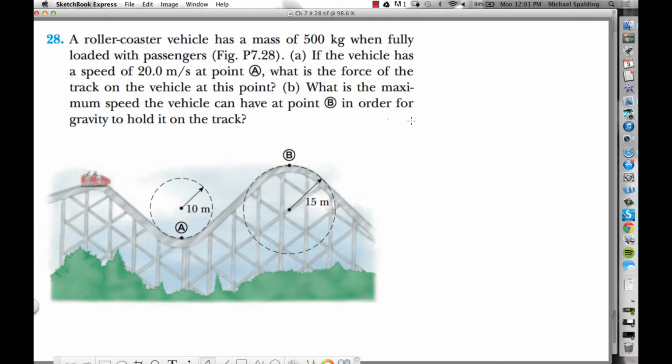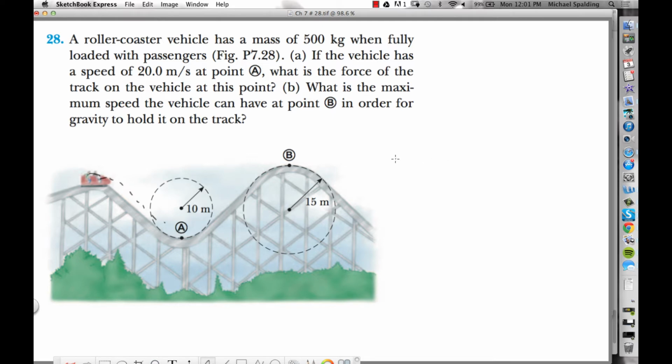Okay, 28. Part A. Look, Part A should be less difficult for you than Part B. Part B requires a realization, which I'll go over here. Now look, Part A. So this roller coaster car goes down this hill, and we're focusing on the car.